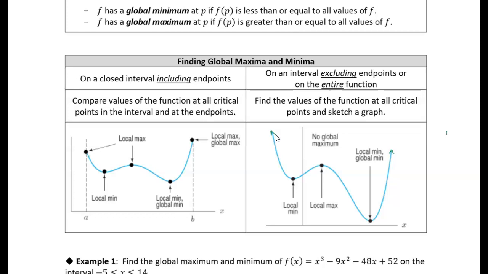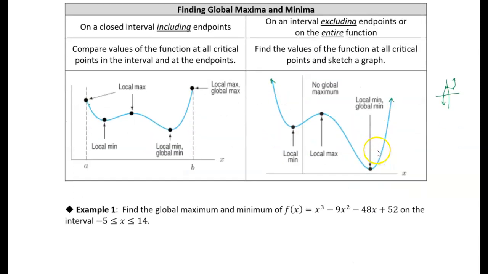We can also get a case where there's no maximum or minimum. If we have a function that looks like, let me just sketch it over here, something that looks like that, we have local maxima and minima, but there's no global maxima or minima, if it's not restricted to a certain interval. So that gives you a couple of different situations.